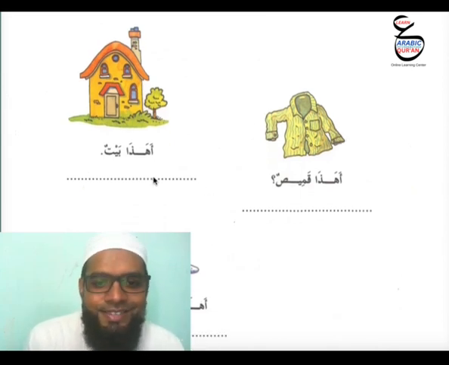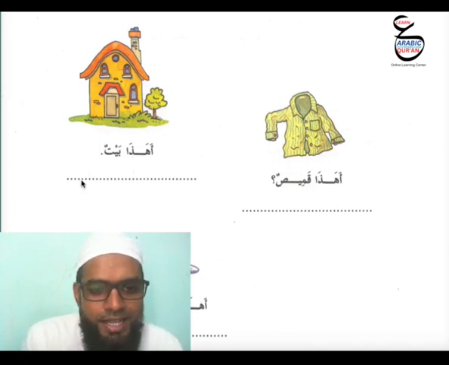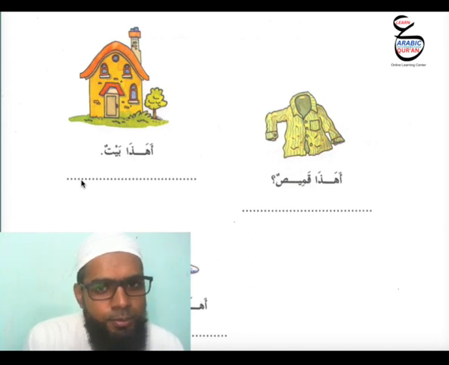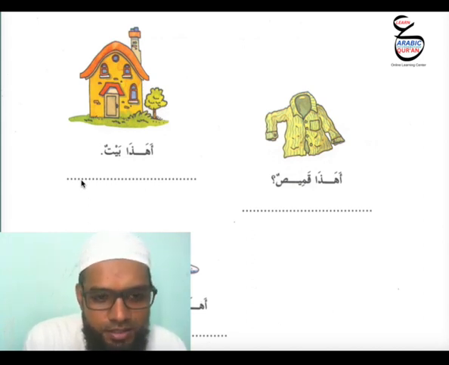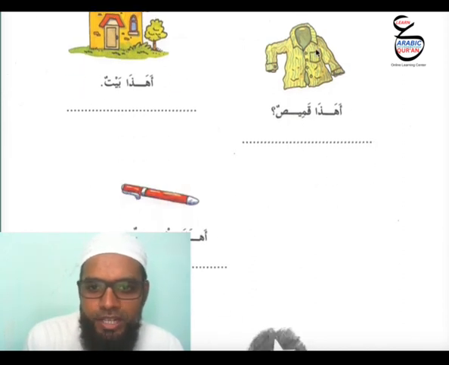Here the exercise with the question mark. Ahada baitun. Is this a house? Yes. You need to write yes. The answer can be only naam, or the full answer: naam, hada baitun. Yes, this is a house. Ahada qamisun. If this is a shirt, you can write naam. Naam is also enough. Naam, hada qamisun.